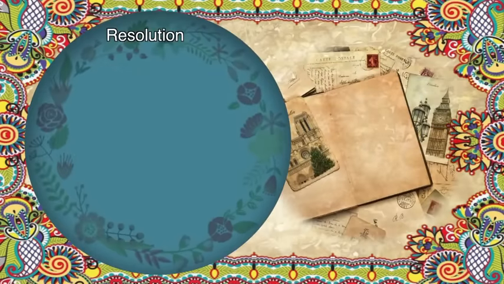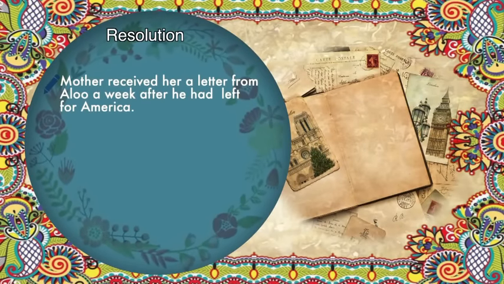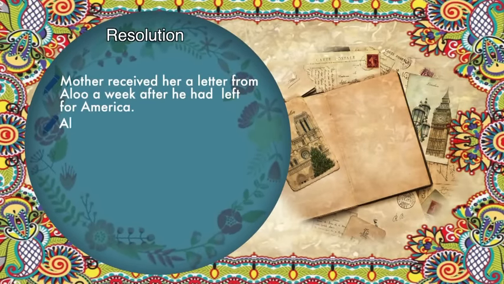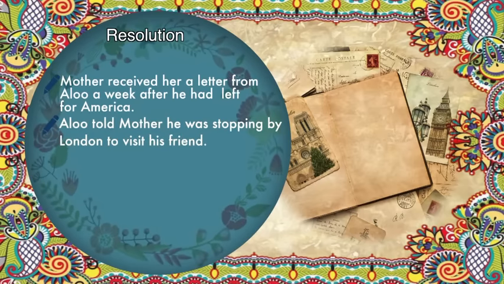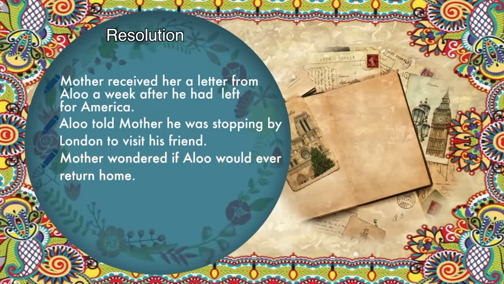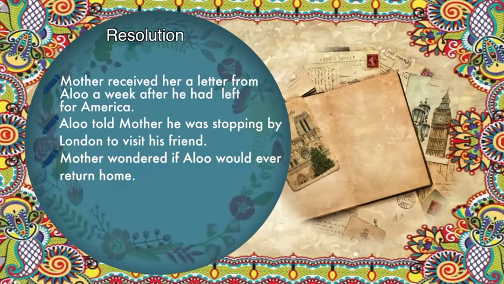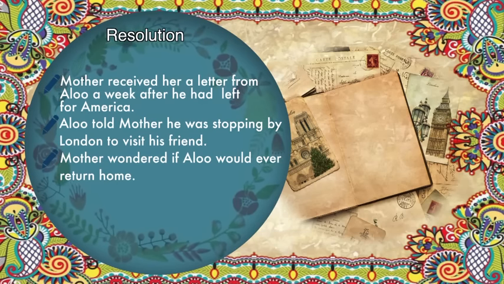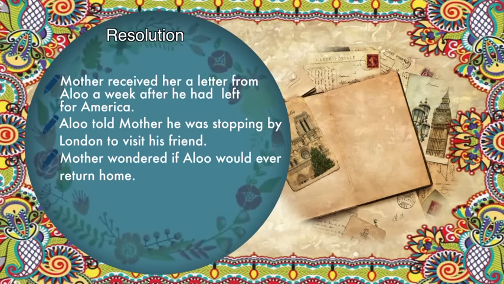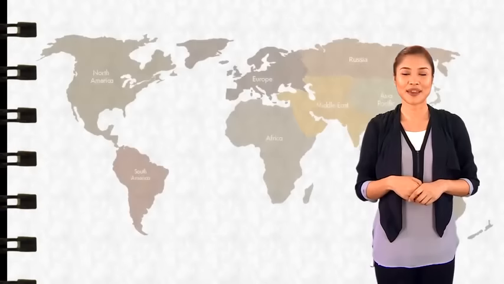Resolution. Mother received her first letter from Alu a week after he left for America. Alu had told Mother he was stopping by London to visit his friend. While reading about her son's fascination and newfound freedom, she wondered if Alu would ever return home.